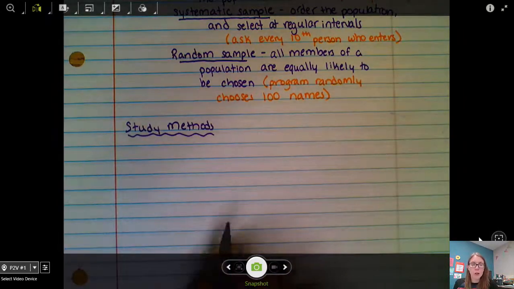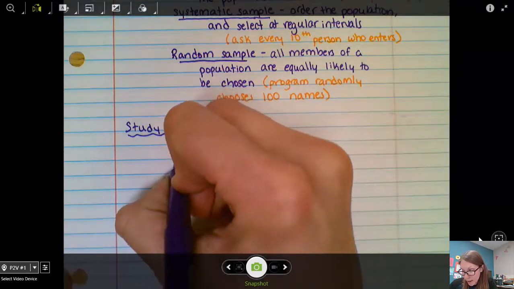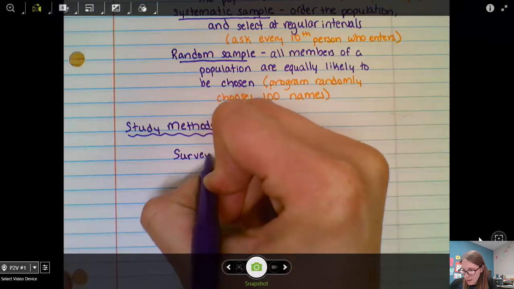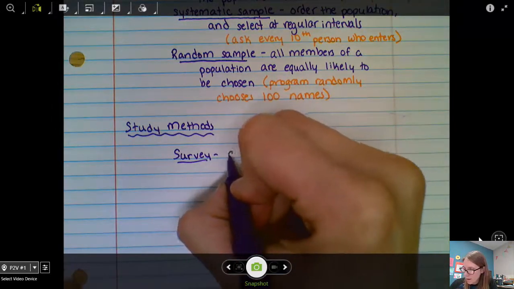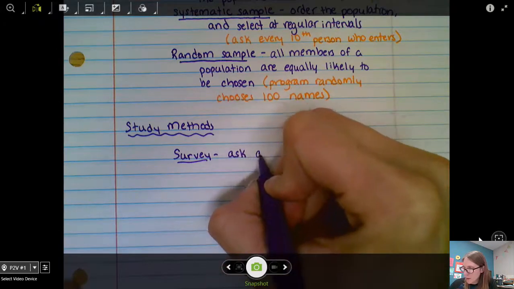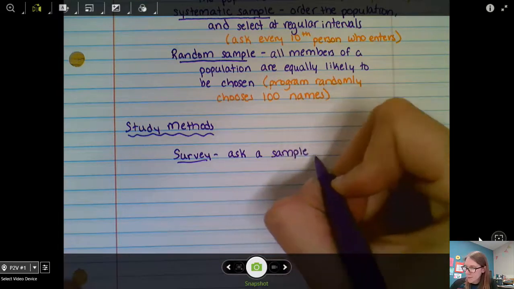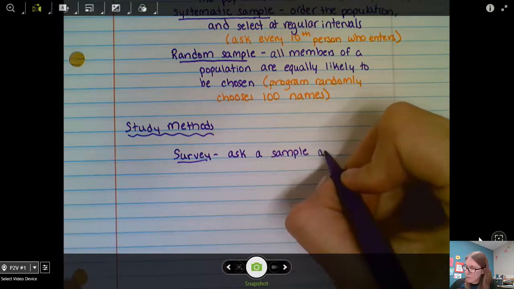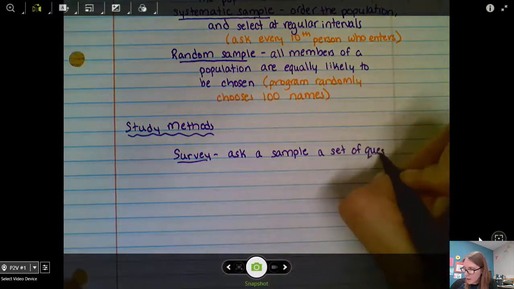Once we have our group of 100 people, for example, one way that we can get information from our sample about our population is through a survey. That's what we see a lot of. A survey is when we ask a sample a set of questions. It's exactly what you think of when you think of a survey.